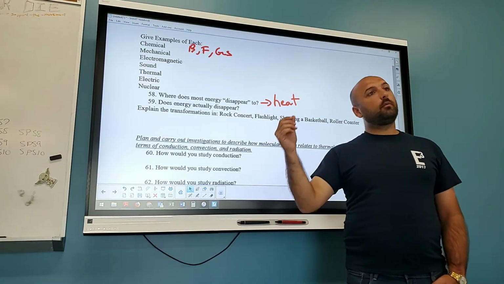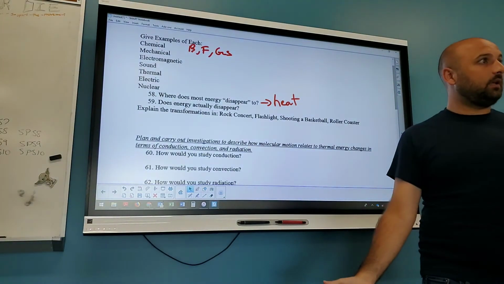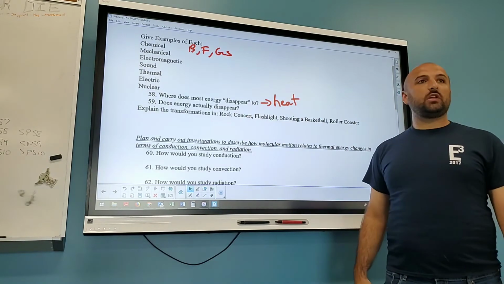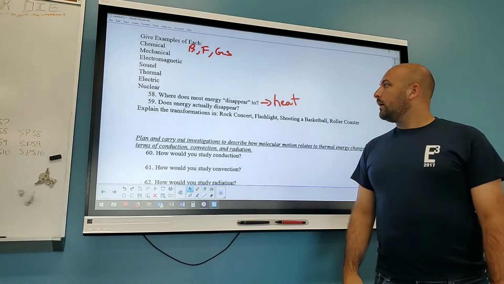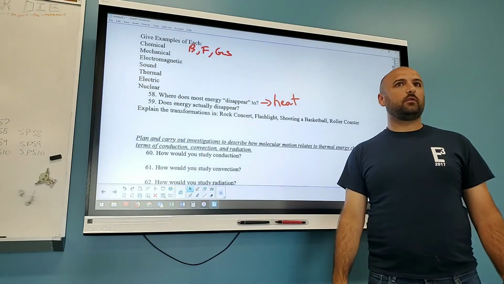Heat. When the marble rolls along the track, it creates lots of friction, which makes lots of heat, and energy gets lost that way. So does the energy actually disappear? No, it's just changing to heat. Okay, explain the transformations in a rock concert.